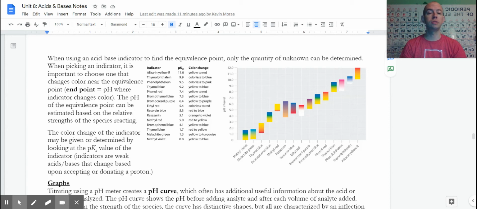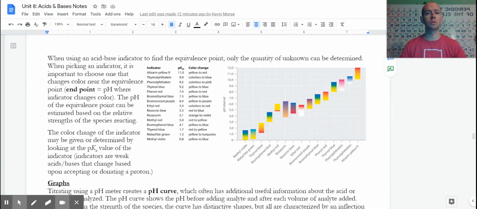The goal in choosing an indicator is to choose one that has an endpoint, a pH of color change, that corresponds to the equivalence point. From previous videos, we remember that not all neutralizations end with a pH of 7. If we have a strong acid reacting with a strong base, our pH would be 7 at the end of the neutralization. So our equivalence point would have a pH of 7, and we'd look for an indicator changing around 7.